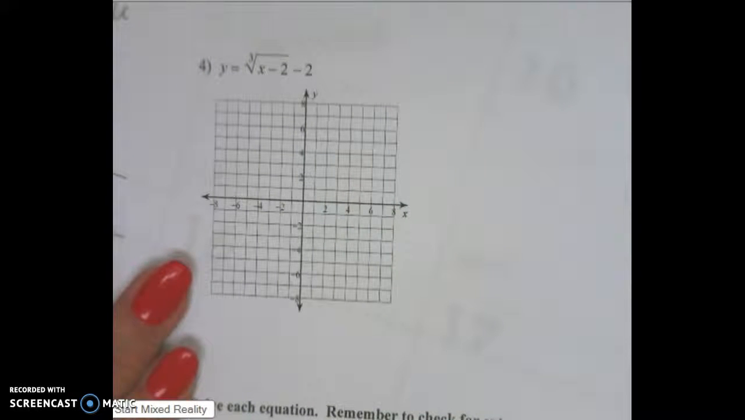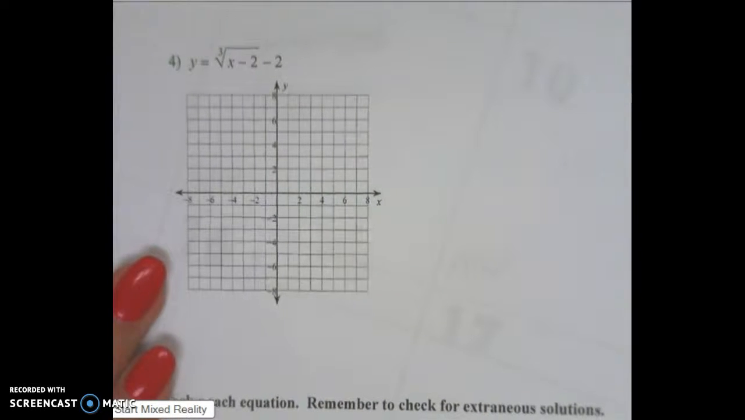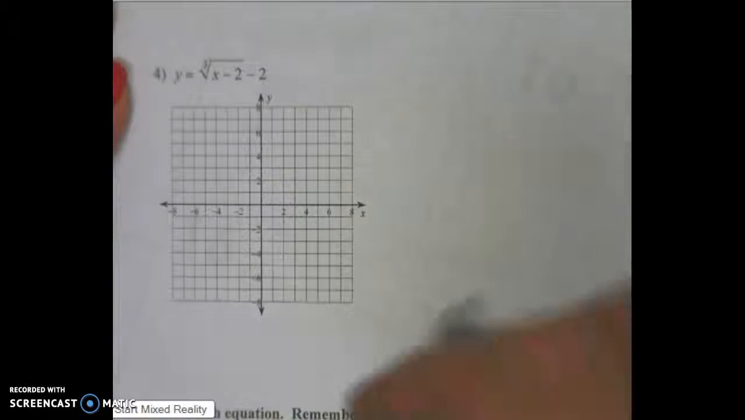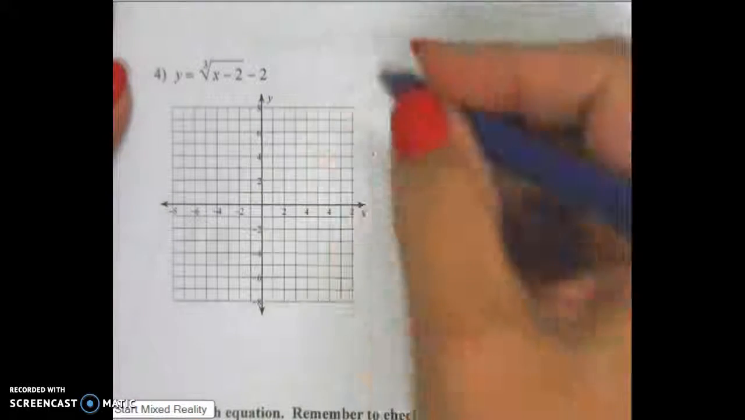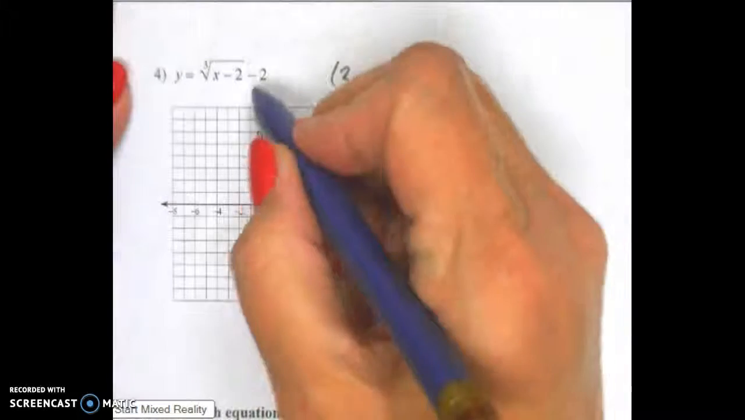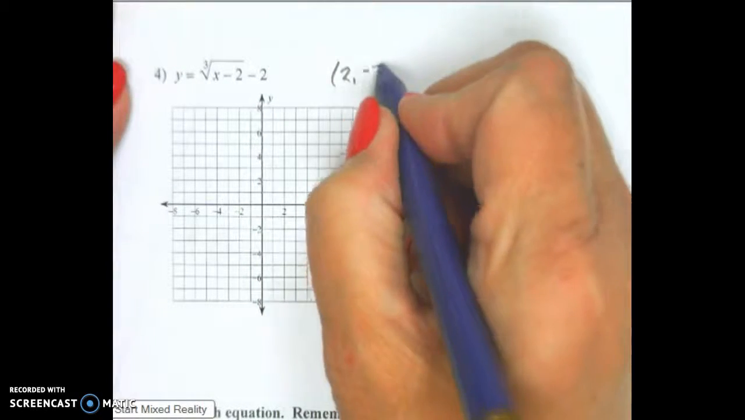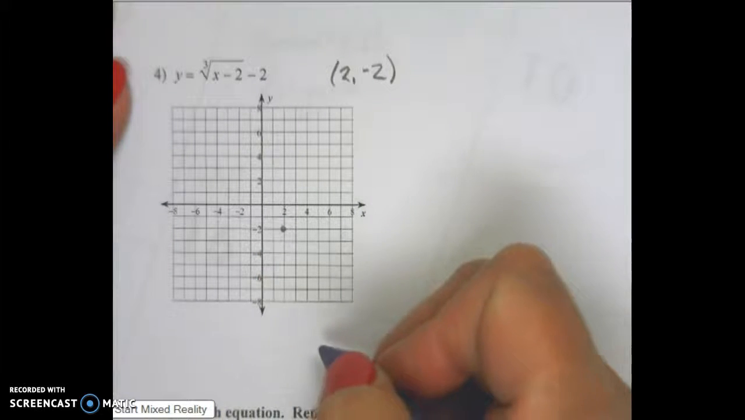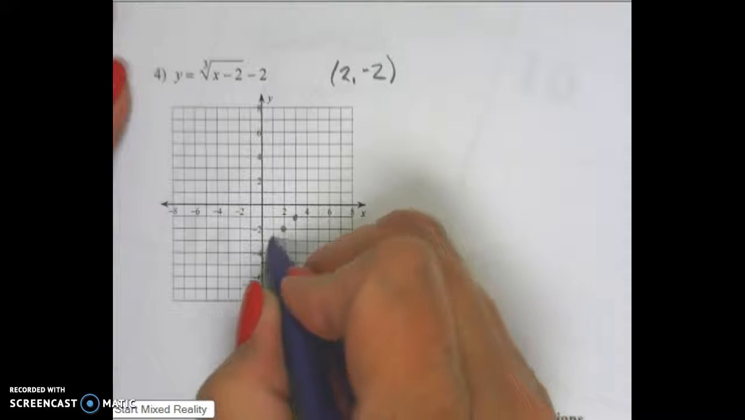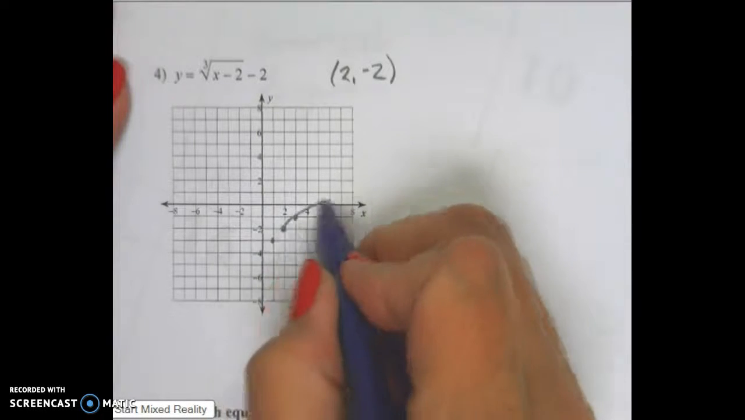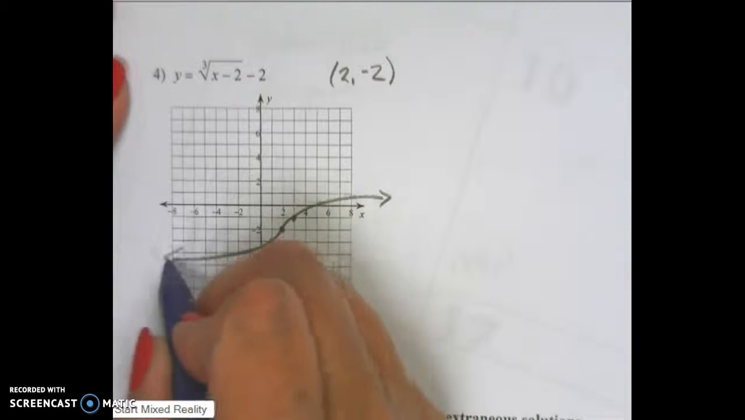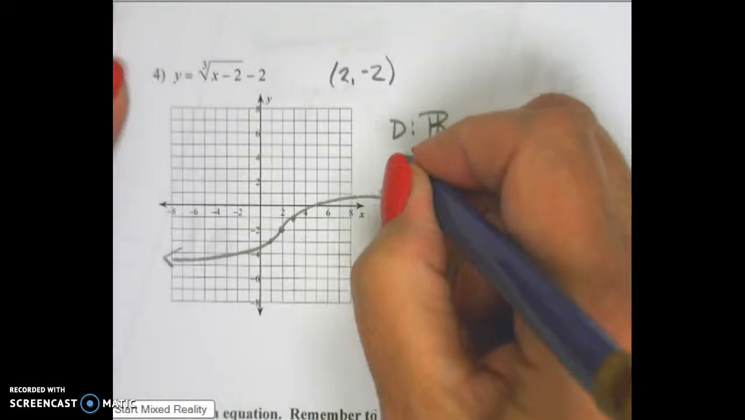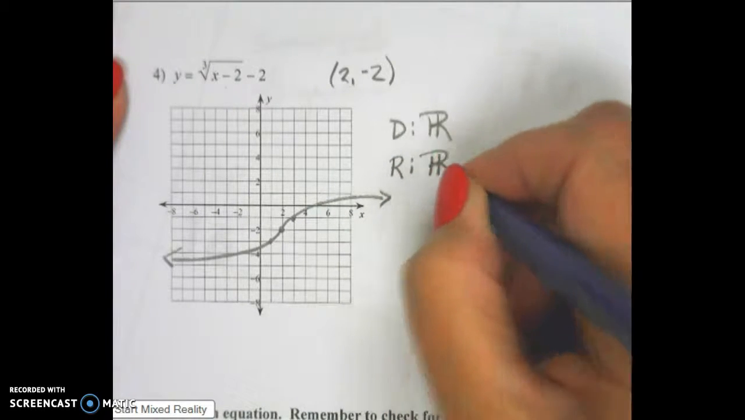Problem number 4 is also a cubed root. So it's going to have the wave. So I do the opposite of what's inside. So that's 2. And I keep what's on the outside, which is -2. 2, -2 is where my wiggle will occur. Again, up 1 over 1, down 1, back 1, and I create my wave. My domain, again, is all real numbers. My range is all real numbers.